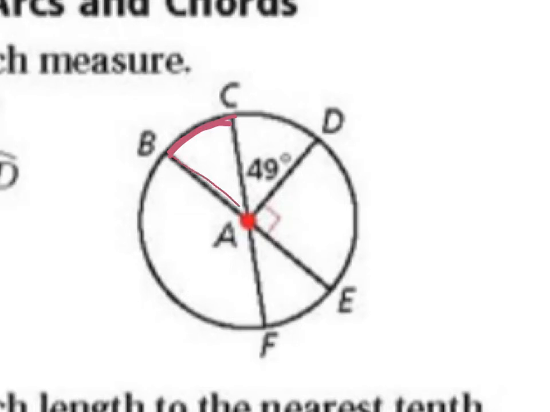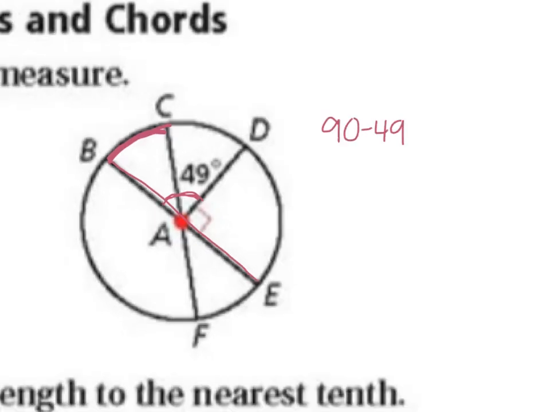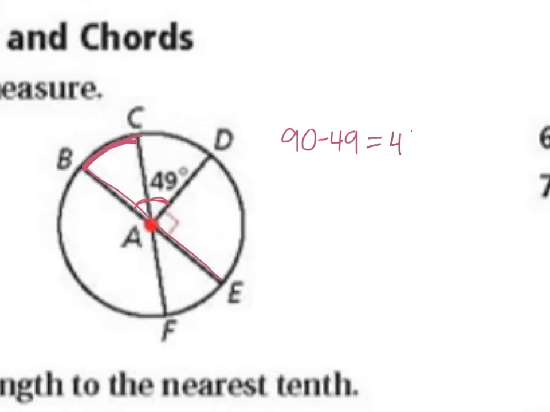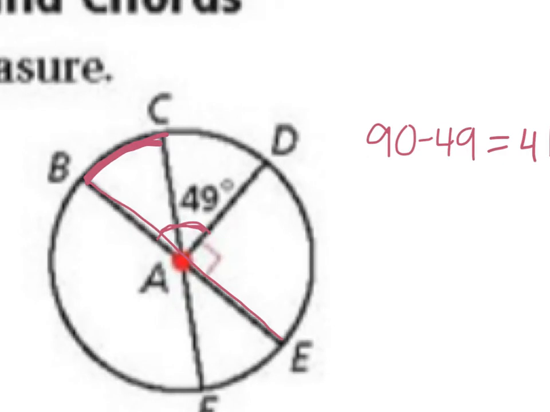So here, since we have a straight line, all of these 3 angles are going to add up to 180. We have a right angle here, which is 90. So that would mean that these 2 angles left are going to add up to 90. So we can do 90 minus 49, and that would give us 41. So BC would be 41 degrees.